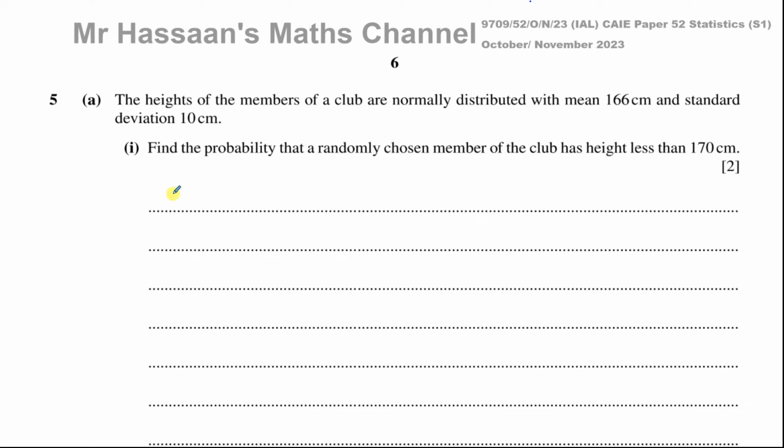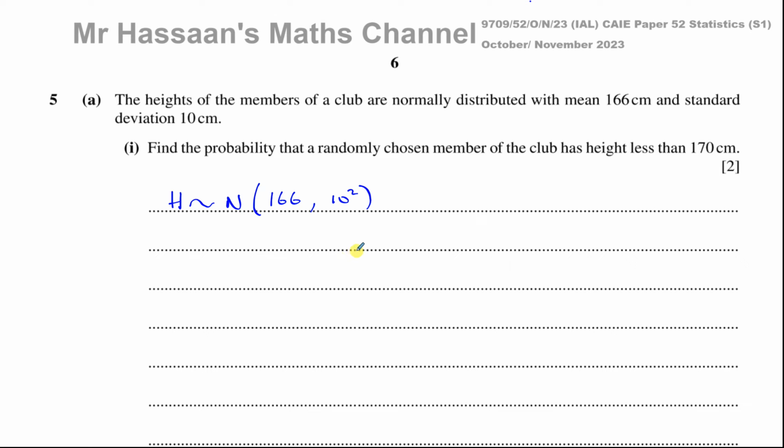It says the heights of the members of a club are normally distributed with a mean of 166 and a standard deviation of 10. So the heights are normally distributed with a mean of 166 and a standard deviation of 10. So the variance is 10 squared. Now we've got to find the probability that a randomly chosen member of the club has a height less than 170 centimeters.